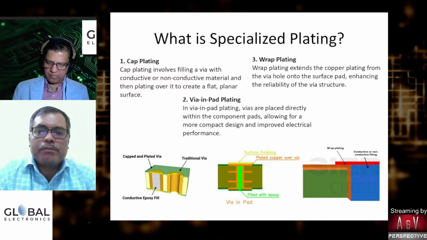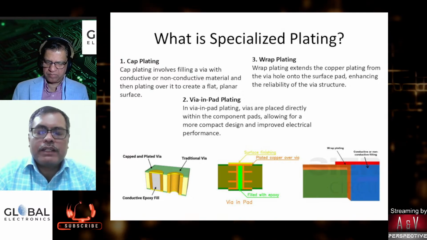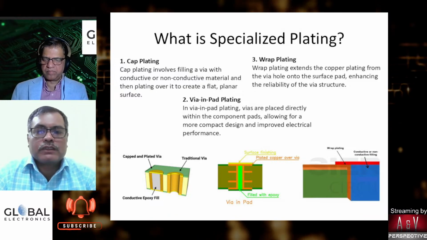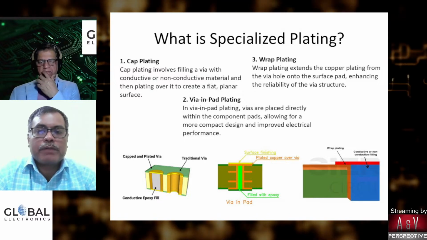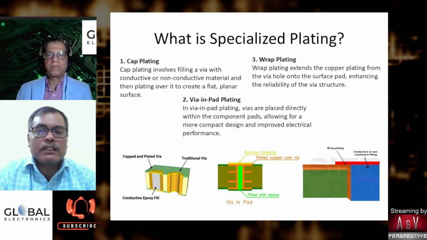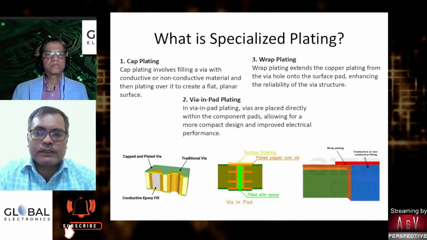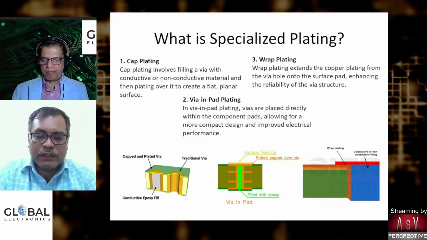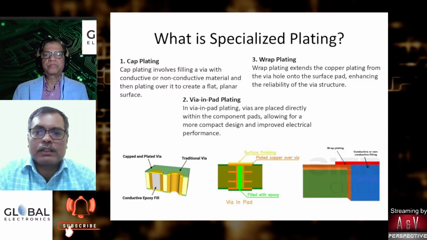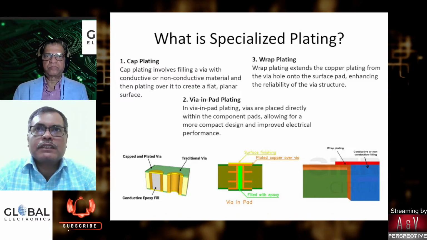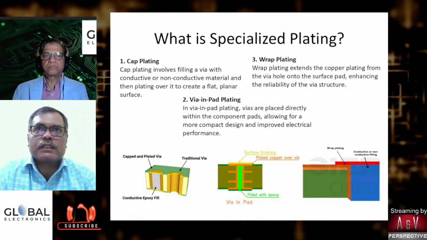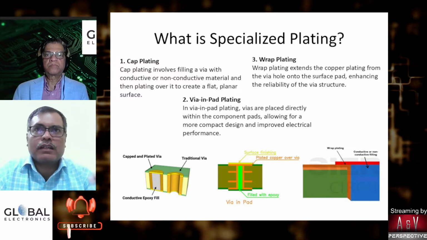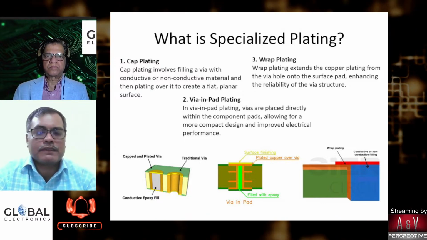And second is via in pad plating. In this plating, wires are placed directly with the component pads, allowing for a more compact design or improved electrical performance. As the days go by, the size of the PCBs keeps on reducing, so PCB manufacturers have to face many challenges. One of these is wire in pad, so right on the pad, the wires are placed.